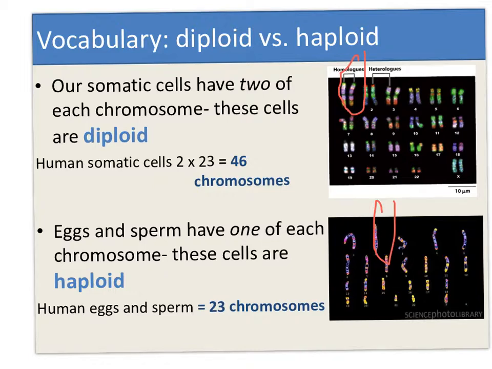So there's 23 pairs for a diploid cell, 23 single chromosomes for a haploid cell. When a sperm and egg come together, they restore the diploid state. So if you have a sperm with 23 chromosomes and an egg with 23 chromosomes, when the sperm fertilizes the egg, you now have 23 pairs or 46 chromosomes.